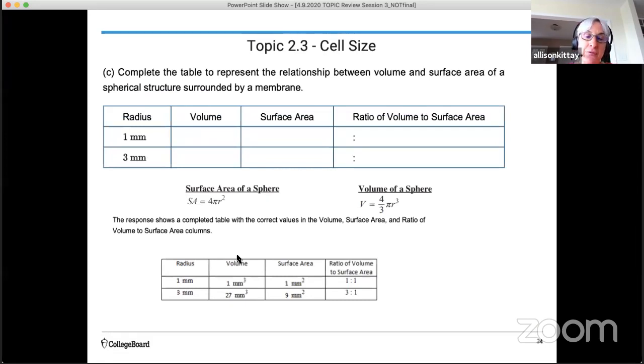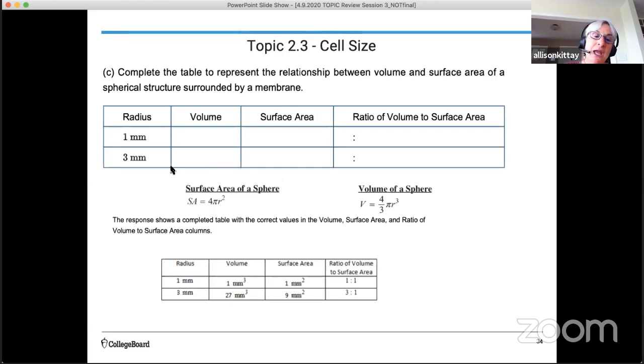So to calculate the volume, you're going to use the volume of a sphere formula, which is the volume is equal to 4/3 times pi times the radius cubed. And the radius in the first cell is 1. That makes that math super easy. And the radius in the second case is 3. And your units are going to be millimeters cubed.